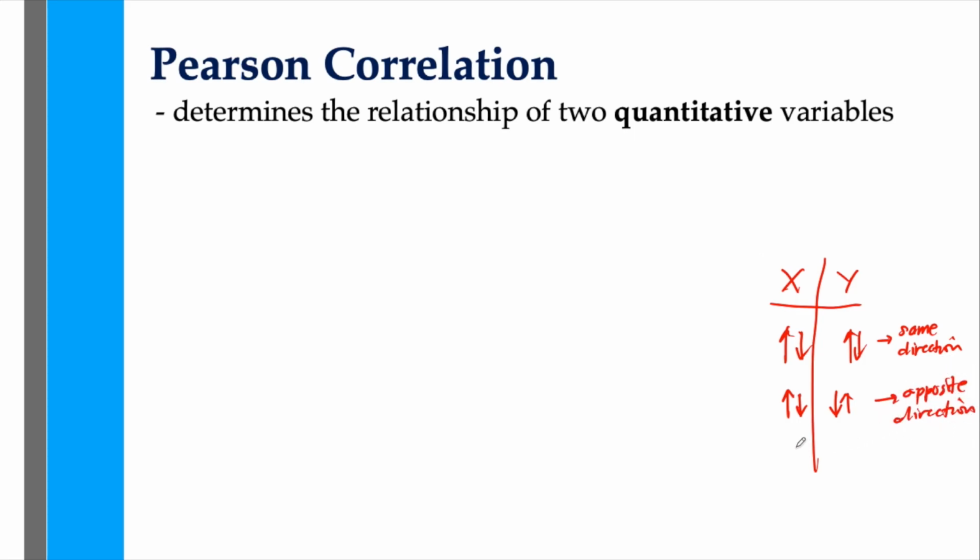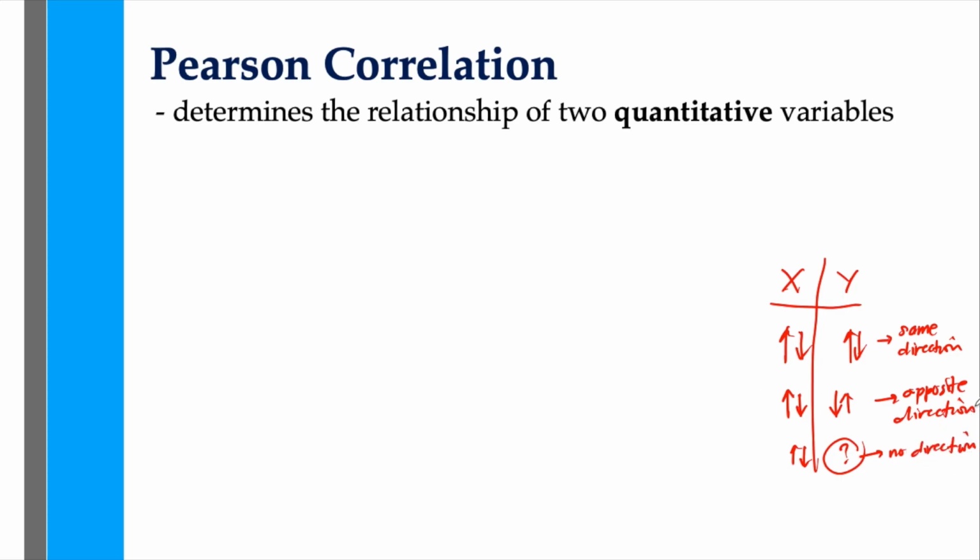Or maybe with an increase in x, we don't know what will be the direction of y. And vice versa, will a decrease in x lead to a certain change in y? We don't know. In this case, there is no direction.